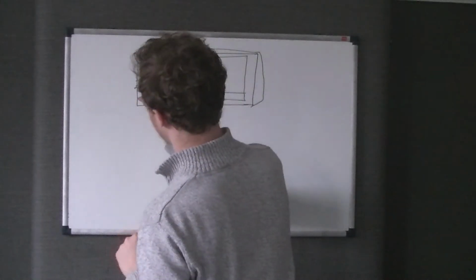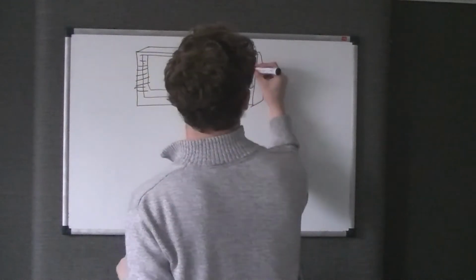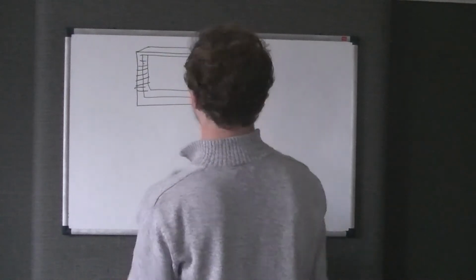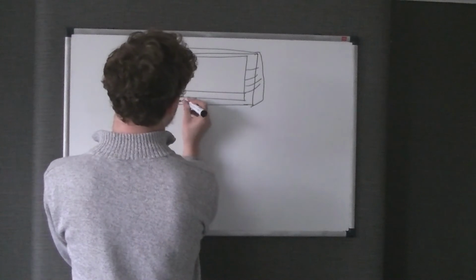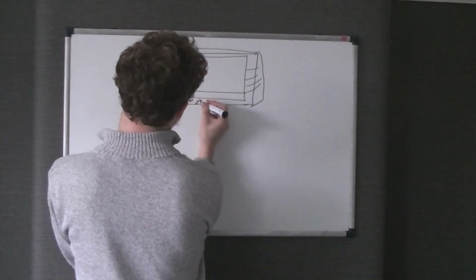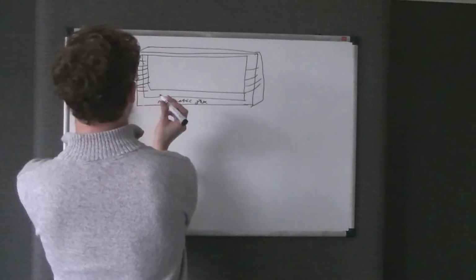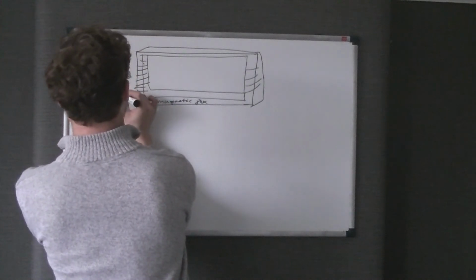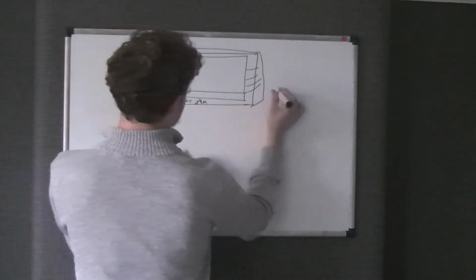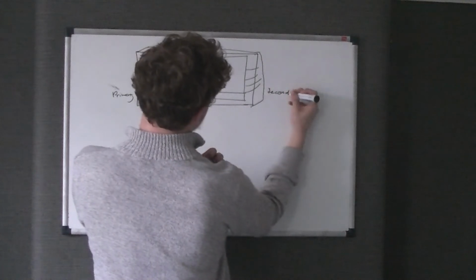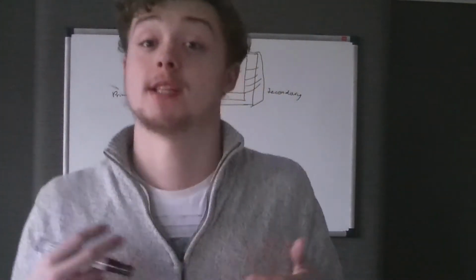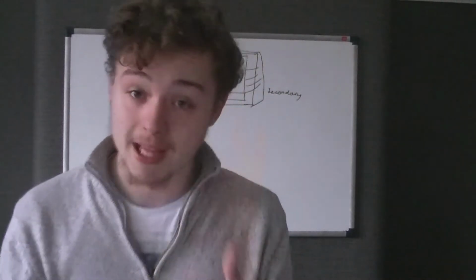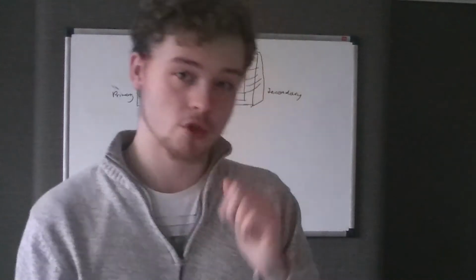Okay, so just draw a few more coils on the primary. Secondary, doesn't really matter. And going through the core, I'm just going to write on it the magnetic flux, okay? And just put primary, secondary. Now, we've got more coils on the primary, so therefore it is a step down transformer, because we've got fewer coils on the secondary, so the voltage is reduced.